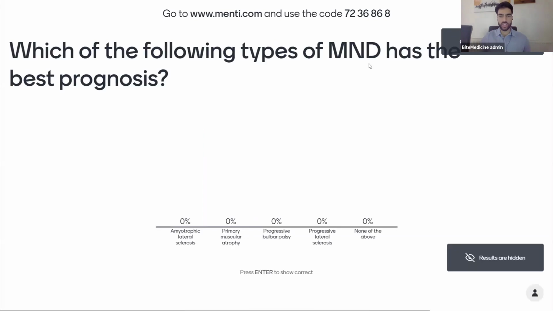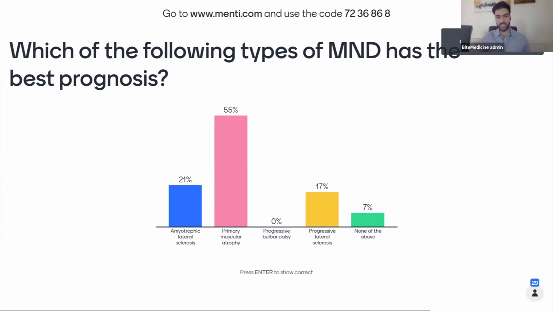Next question, which of the following types of MND has the best prognosis? Amyotrophic lateral sclerosis, primary muscular atrophy, progressive bulbar palsy, progressive lateral sclerosis, or none of the above. Again, it depends on the literature, but some sources say primary muscular atrophy. The point is progressive bulbar palsy, I'm glad none of you went for this, carries the poorest prognosis.